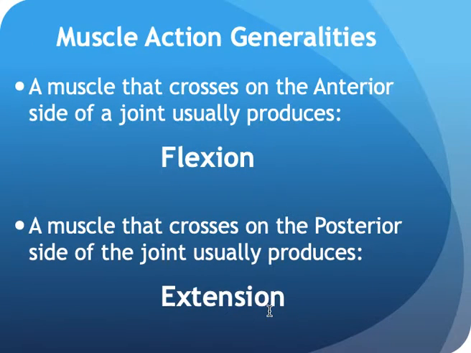Okay, so muscle action generalities, we mentioned this a little bit too, and we said that we want to group muscles based on their location and know that, okay, if it's on this part of my body, this is what the function is going to be. And these are just some muscle action generalities telling you, hey, if something crosses the anterior, or the front side of a joint, it's usually going to produce flexion. Okay, so everything on that front part of the shoulder is going to flex the shoulder.